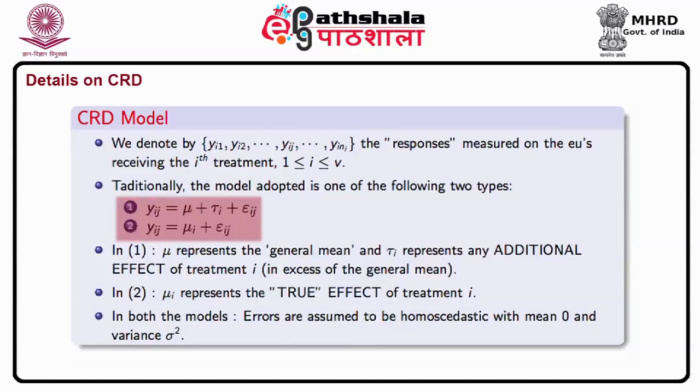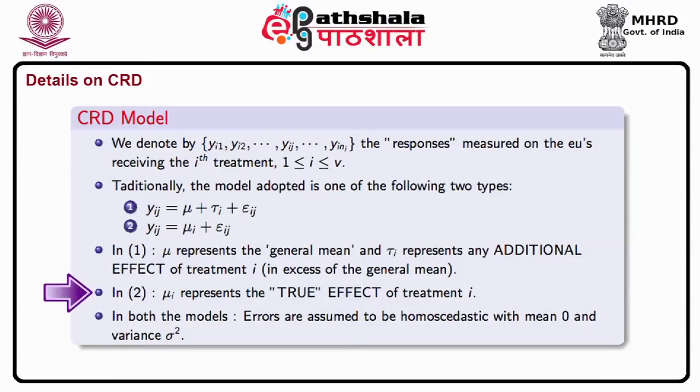So the first one is referred to as 1 and the second one is 2. Now, in 1, mu represents the general mean and tau I represents any additional effect of treatment I in excess of the general term. So that's why this tau I could go either way. If it is more efficient, much more than the average, tau I could be positive. If it is less than the average, then it will be negative. Tau I can go both ways.